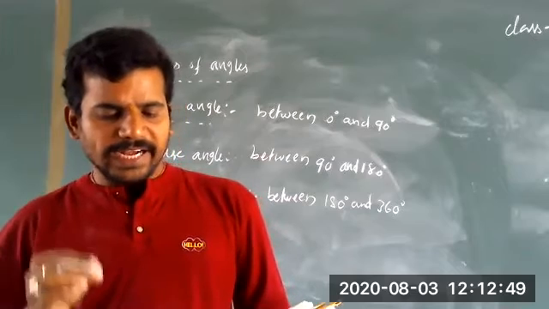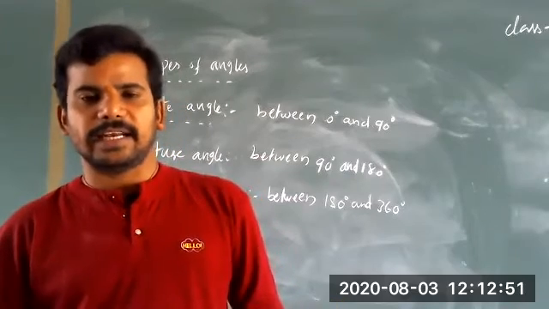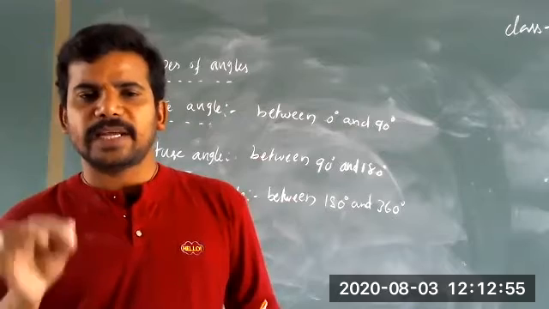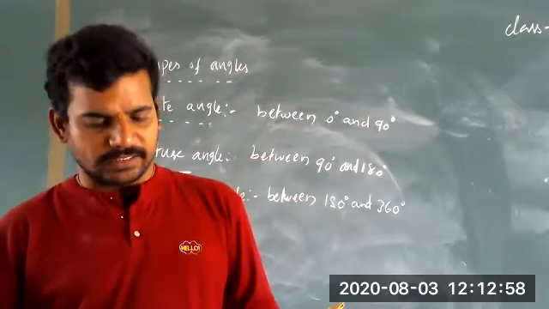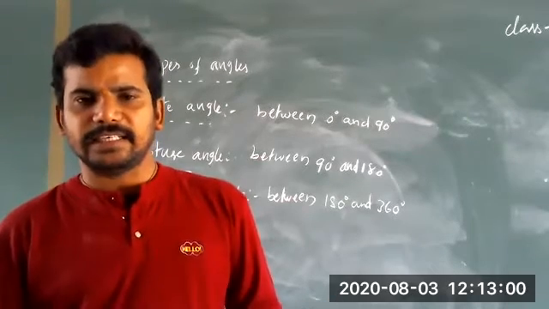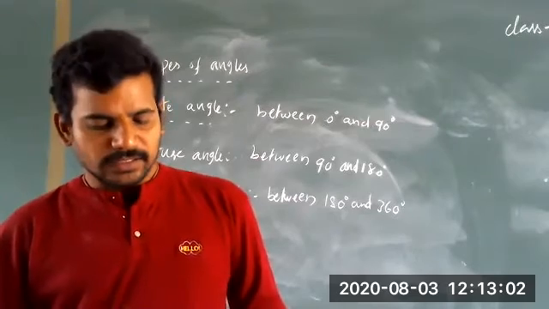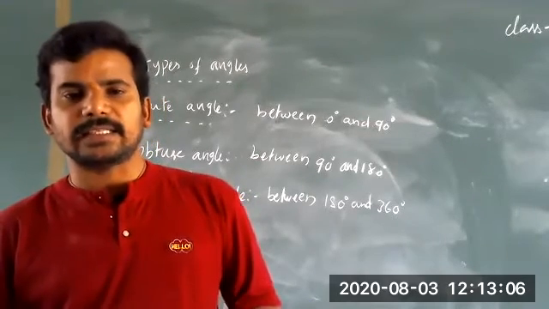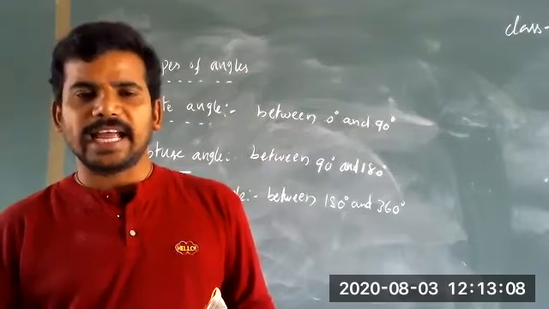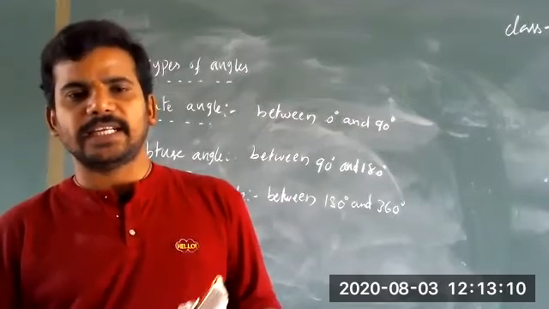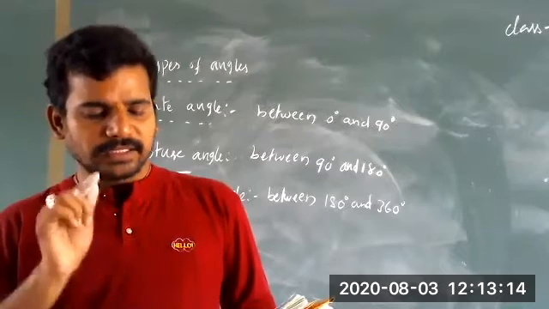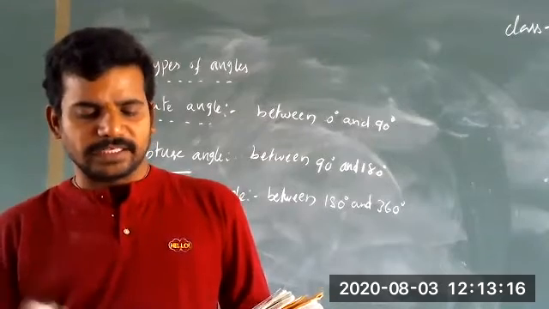Next one: a right angle measures 180 degrees. So it's false. A right angle measures what, children? 90 degrees. So a right angle measures 90 degrees. That is the correct answer. Next: a straight angle measures 90 degrees. This is also wrong. A straight angle measures what, children? 180 degrees. So this statement is false. What is the correct statement? A straight angle measures 180 degrees.